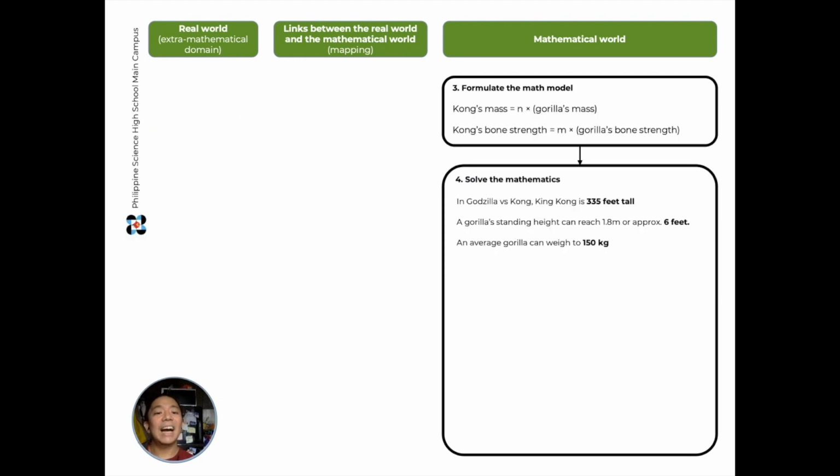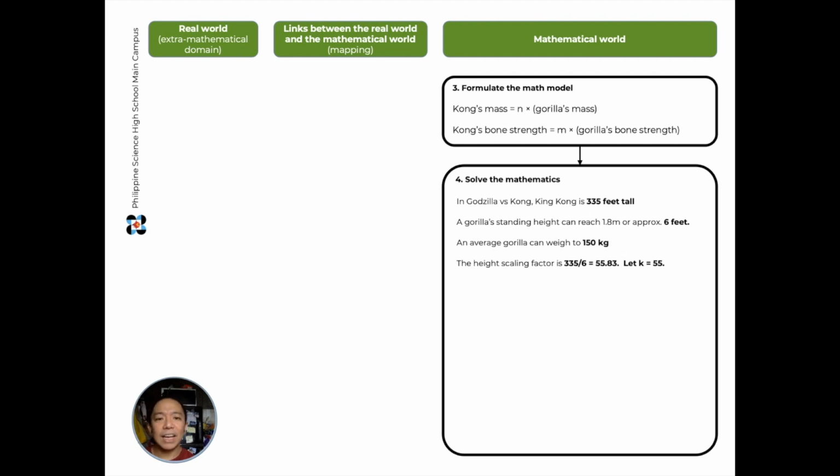So, based dun sa height ni King Kong at sa height ng isang gorilla, we can determine na ang scaling factor, kung isang dimension lang titignan, which is yung height, is just the quotient of 335 over 6. So, it's around 55.83, pero hindi naman tayo very exact sa model na to. Let's just set a value of k na 55. Pwede nga siguro 50, pwede rin 60. But 55 should be more or less fine for our purposes.